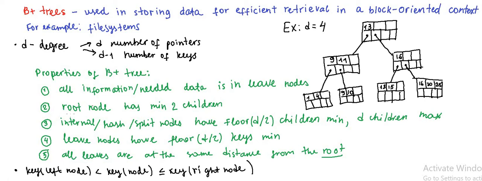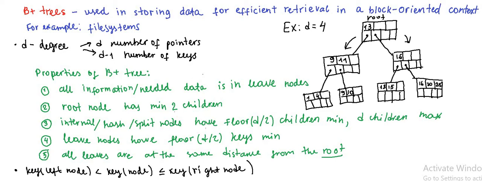Okay, and the second property is that the root node has a minimum of 2 children, otherwise it cannot be considered a B plus tree. So let's see. This is our root, and it has a left child and a right child. So the property holds, therefore it is a B plus tree.